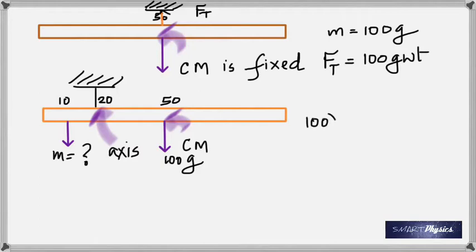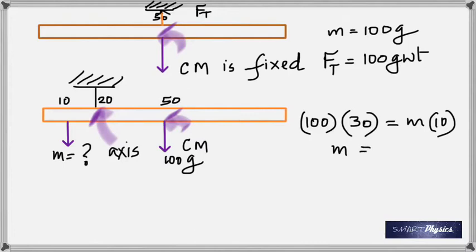The clockwise torque is 100 times 30. See, it doesn't matter whether it's in centimeters as long as it's the same unit on both sides. It'll cancel out. 100 times 30 is equal to m times 10. The mass here is 300 grams. Only then can you get it to balance.